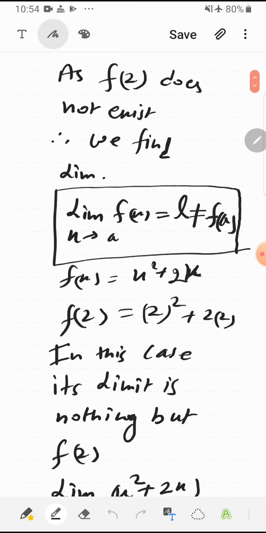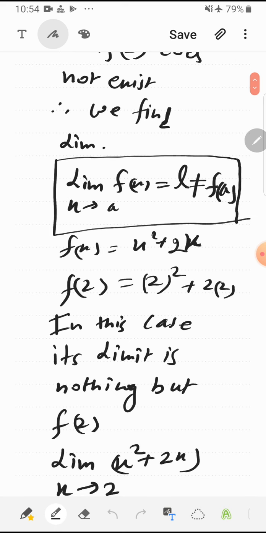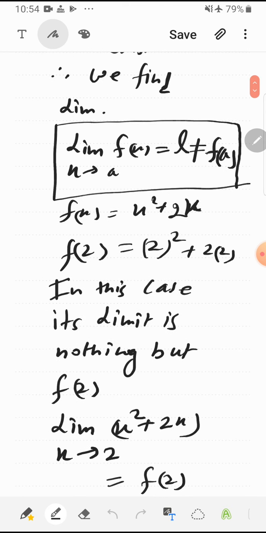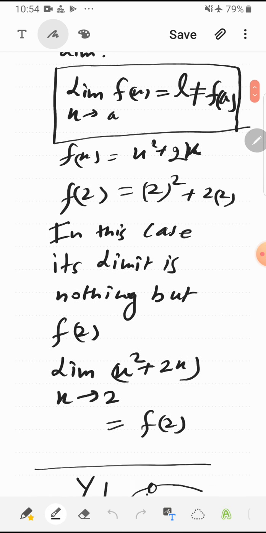Now consider another function, f of x is equal to x square plus 2x. If I say find the value of this function at 2, this is just substitution of x is equal to 2, and this is also the limit of this function, because there is no use of finding the limit when a value is existing at this point. So this is my limit, also this is my value at the point 2. So I can say limit x approaches to 2 of x square plus 2x is equal to nothing but f of 2.